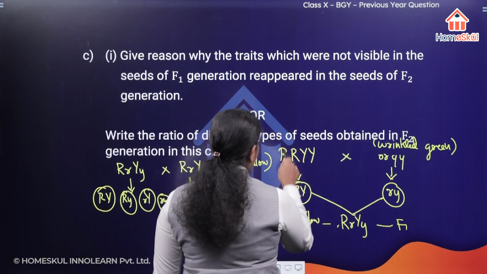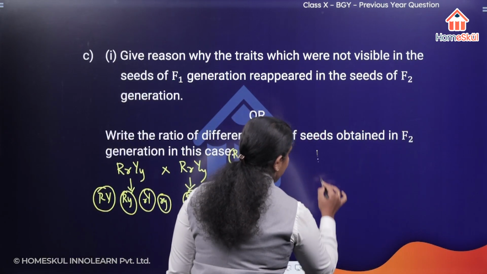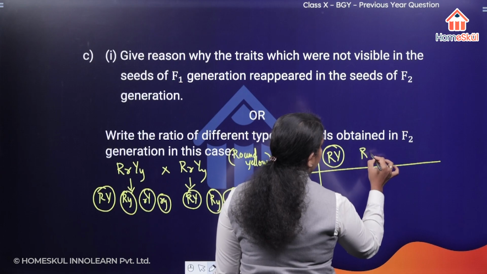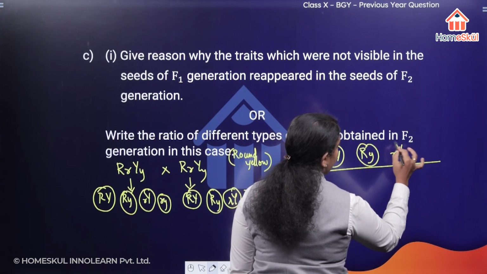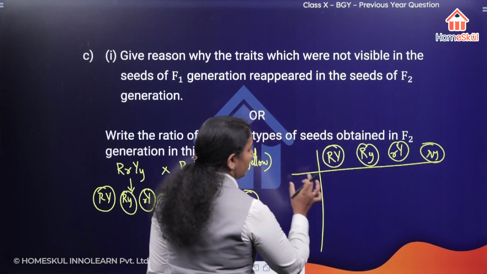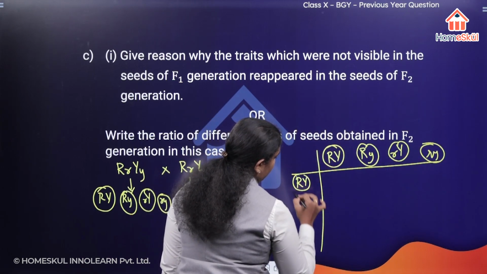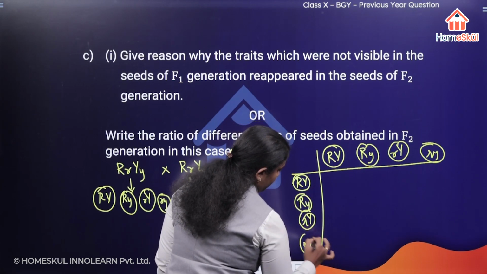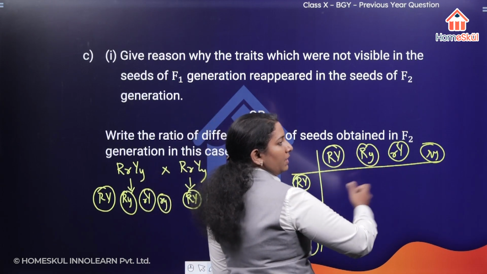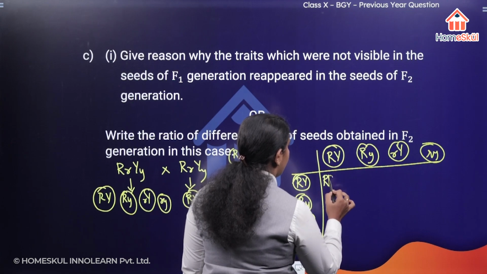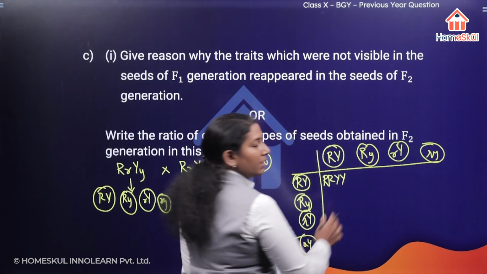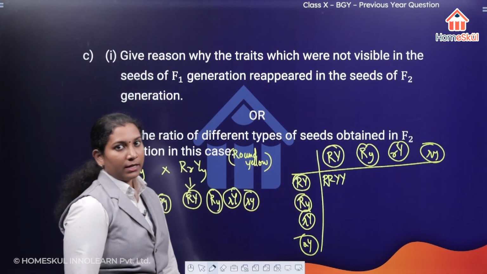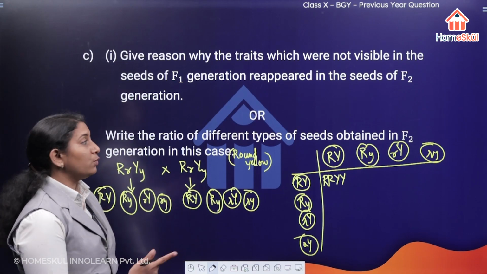Then we'll put this into a Punnett square. So we'll draw a Punnett square here. Capital R capital Y, capital R small y, small r capital Y, small r small y. So the gametes will be written like this. Right, so these are the gametes. Then we'll cross each of them like this, you can make the cross. After constructing this Punnett square, we'll get the F2 progenies.